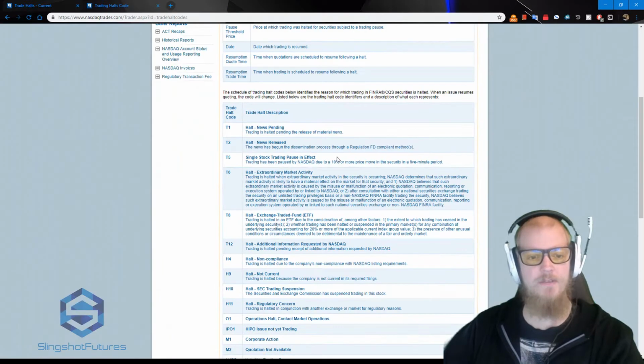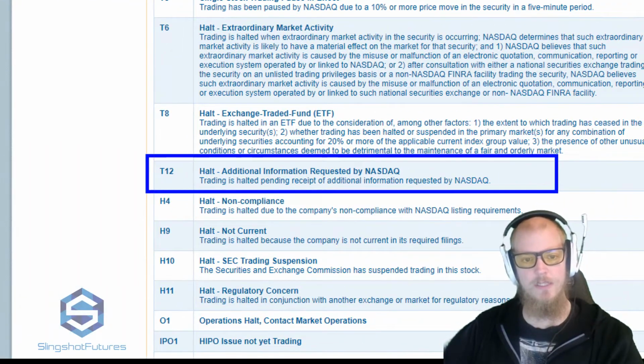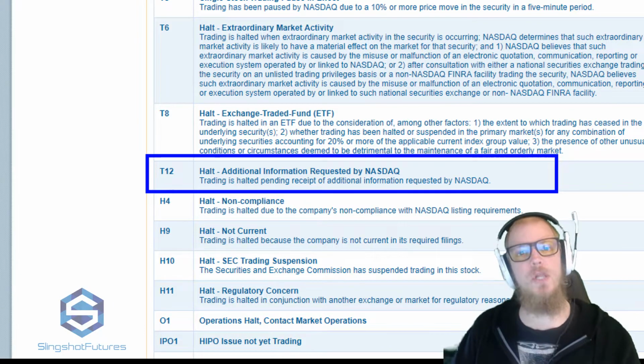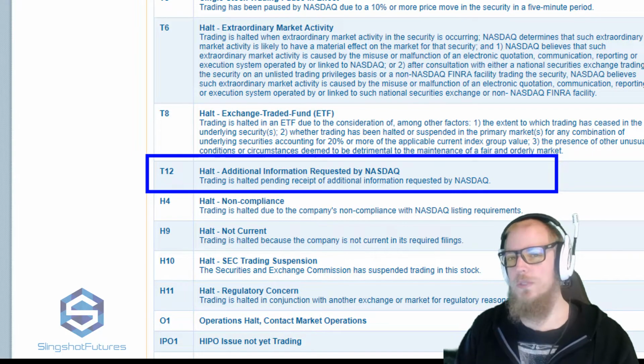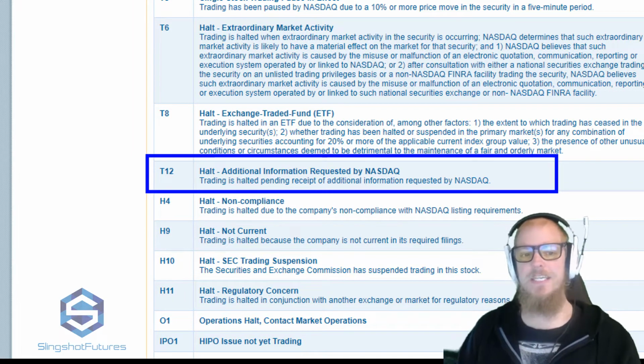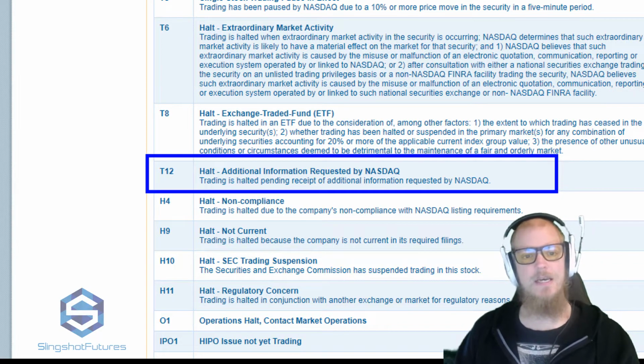Now, another very, very common halt is T12, and that is right here, T12 halt, and that just means that there is additional information being requested by the NASDAQ. Trading is halted pending a receipt of additional information, and this usually is not a good thing. A T12 halt can be a real death blow to a stock.